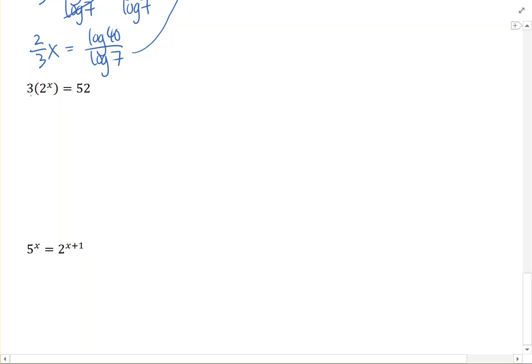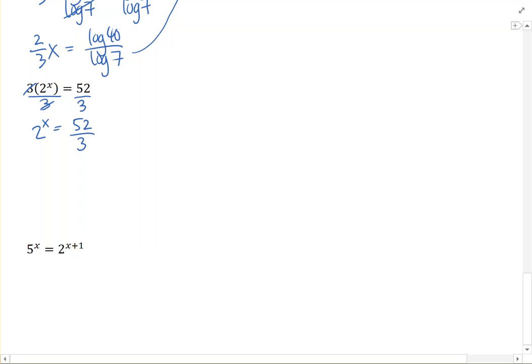So here we have this question here. Before we just start logging everything, it's always good to simplify things first. And before we dive right in, both sides could be divided by 3. So let's simplify as much as we can. 52, we can't divide that as is. Sorry, so it'll just have to stay. So the 3 is gone, and we're left with 2^x equals 52/3.